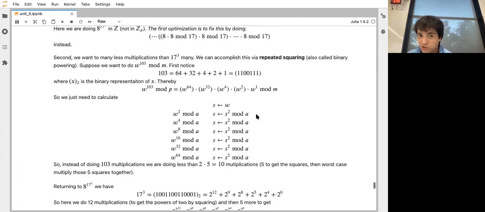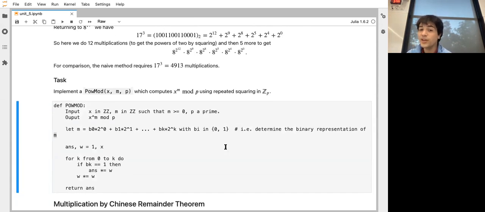Right? So you just sort of have to stare at this example. It's just when we, instead of multiplying by w, just keep squaring. And then use all of those squares to generate the thing that you need. Okay, so I didn't give you pseudocode last time, but I'll give you pseudocode now.